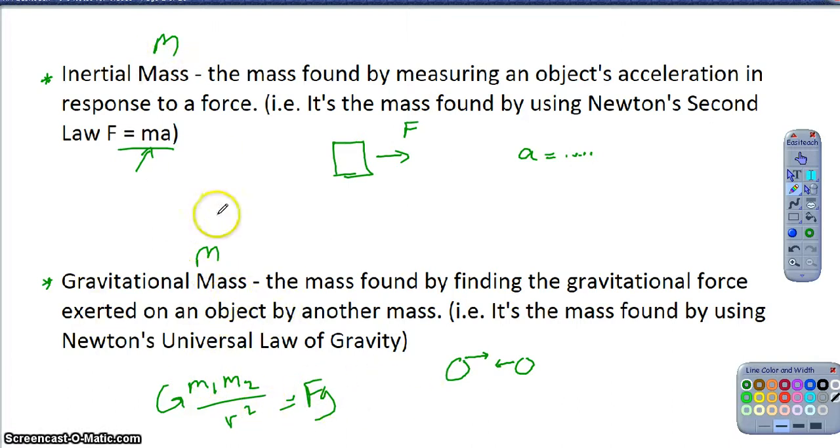So again, the confusing thing is they're both the same mass. It's really describing the approach that we use to get there. So I do want you to be kind of familiar with those terms. If they ever ask you to find the gravitational mass, it means you should use the universal gravitational formula. If they ask you to find the inertial mass, then we should probably just start with forces and see if we can find the net force and the acceleration to find the mass.